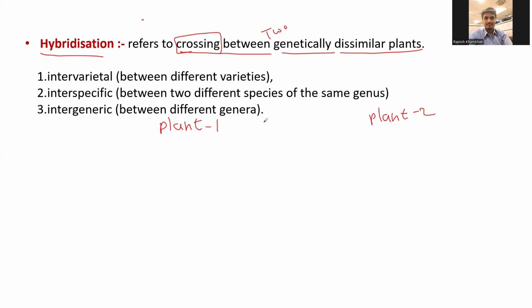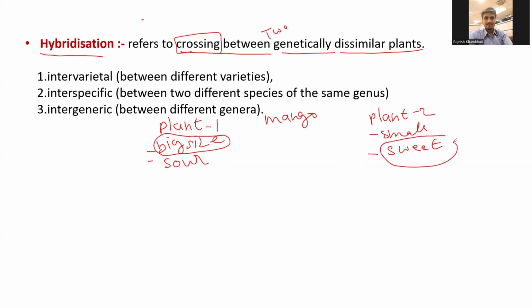Now this plant 1, for example, is a mango plant. Plant 1, which is a mango plant, has a big size mango, but the taste is sour. And there is another plant whose mango is small in size, but the good thing is it is very sweet in the taste. Now what I want is I want my mango to become big in size and sweet in the taste. Now you can see both characters are not there in a single plant. So what I'll do is I will do the hybridization.